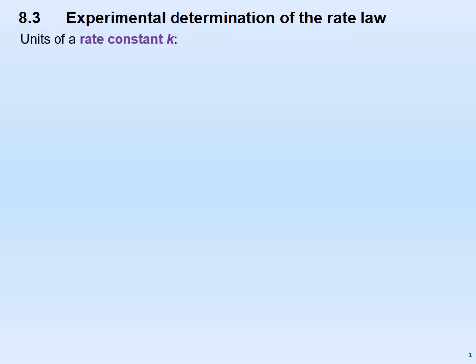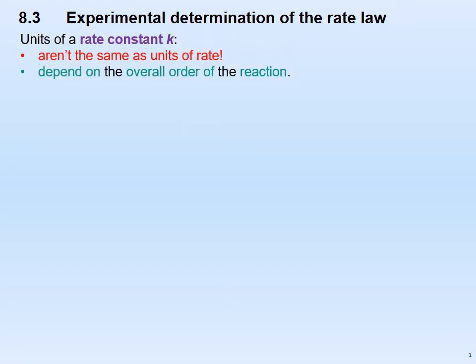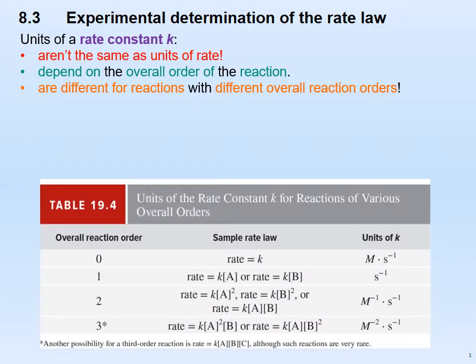The units of a rate constant k aren't the same as the units of rate. The units of k depend on the overall order of the reaction. They are different for reactions with different overall reaction orders, as can be seen from the table below.